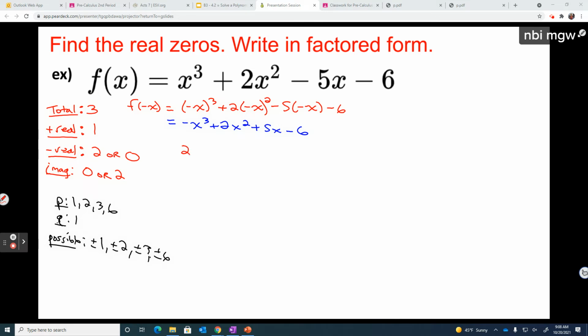For 2, we're going to put the 2 on the outside, and we're going to try synthetic division. You might be able to do this in your head, but I do want you to show your work with the synthetic division here. Then we write out the coefficients, remember? Just make sure it's in order, 3, 2, 1, 0, 2. So 1, 2, negative 5, negative 6.